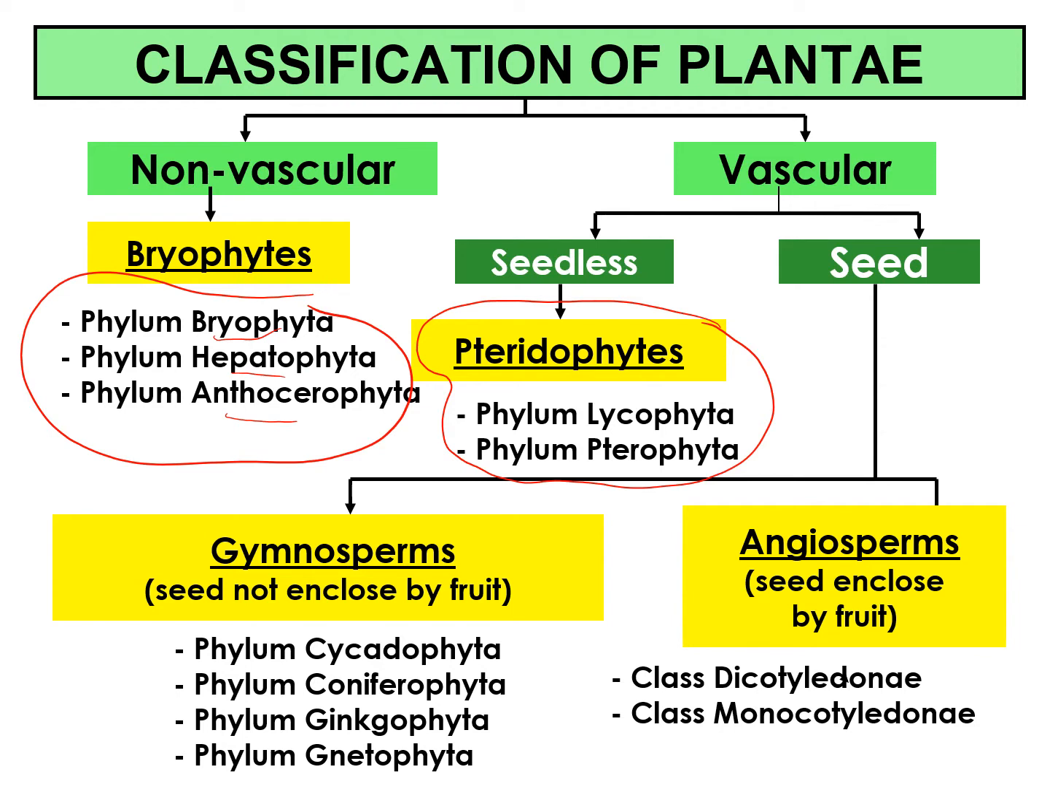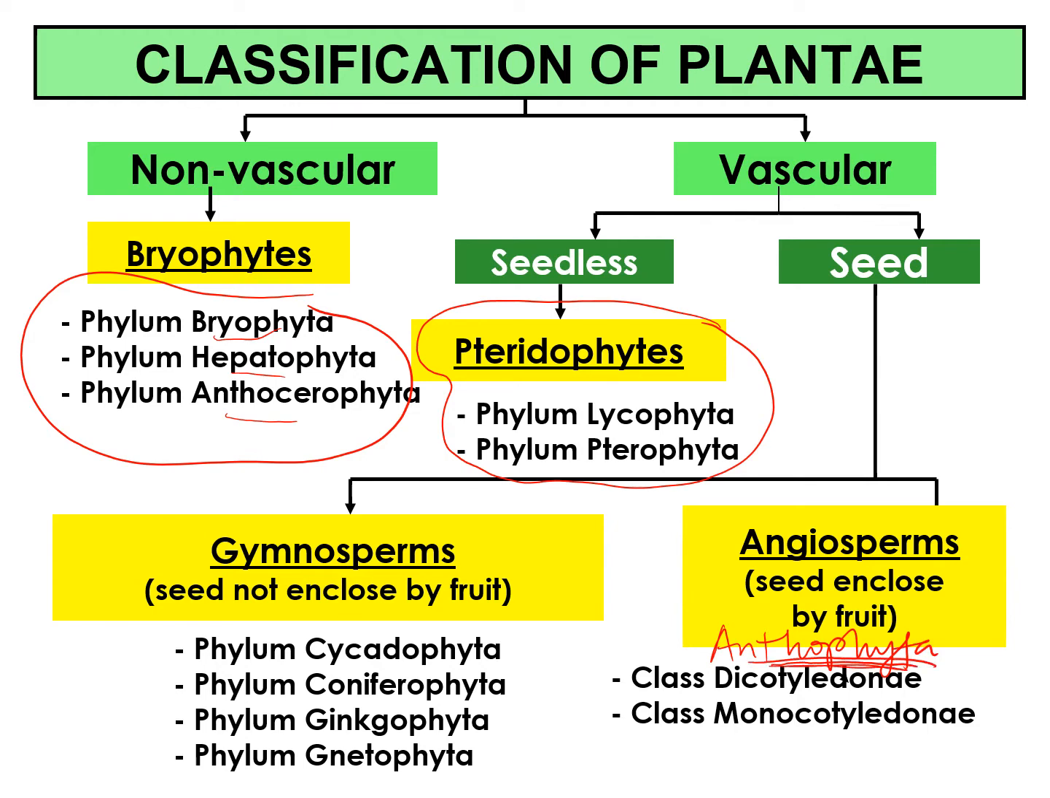So there are 4 phyla under gymnosperms: Cycadophyta, Coniferophyta, Gingophyta, and Gnetophyta. While under angiosperms, seeds that are enclosed by fruit, we have all are Anthocyta. But then under Anthocyta, there are 2 types of classes: Dicotyledone, Monocotyledone. So angiosperms are considered all Anthocyta. Ni yang kita biasa jumpa lah.